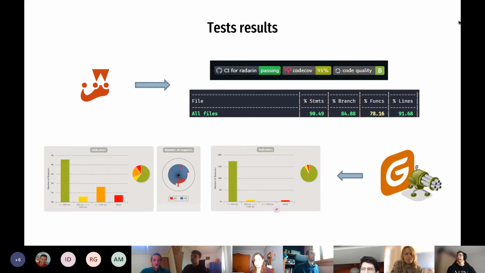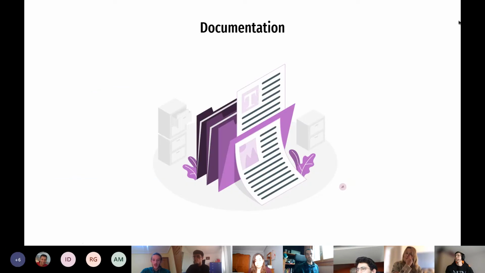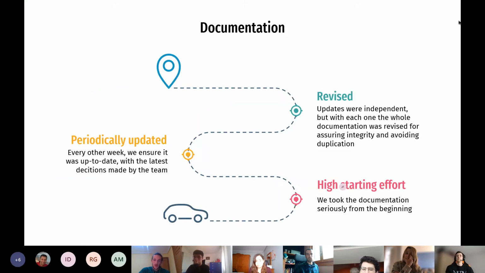And thanks to the testing, we achieved a code coverage of 100% on the REST API, and 91 on the web application. We can see here the results of the test of the web app, which were 61, and the REST API, which were 23. And now I'm going to talk about the documentation.